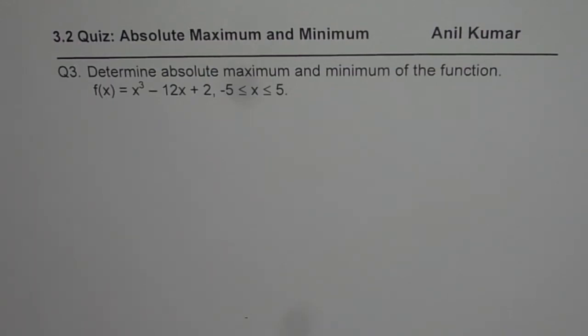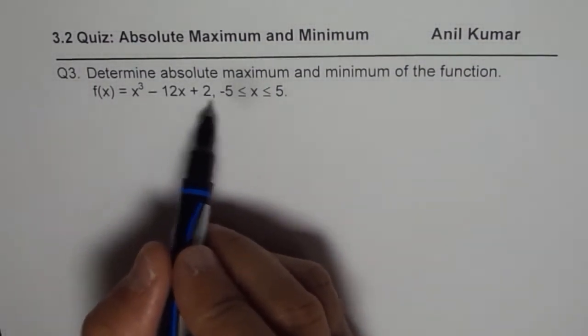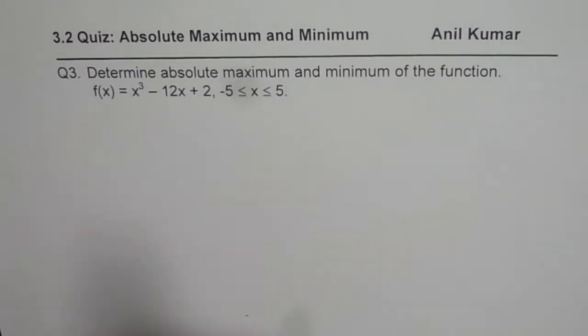I'm Anil Kumar, and here's the solution of question number 3 for our quiz on absolute maximum and minimum. Determine the absolute maximum and minimum of the function f(x) = x^3 - 12x + 2, where x is between plus and minus 5.